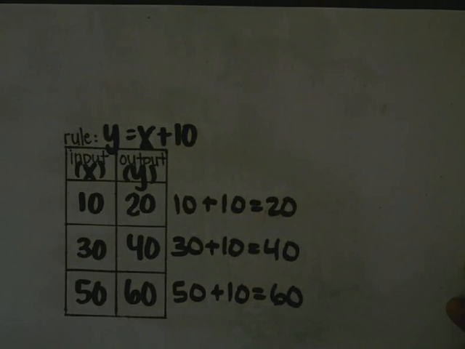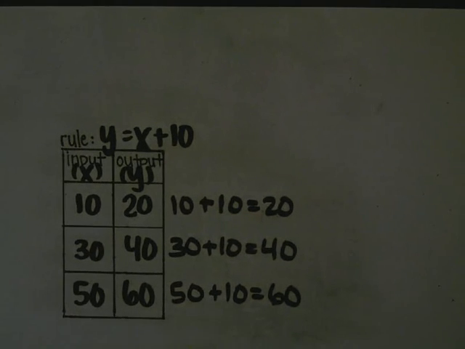Make sure that you double check your rule with each input value to make sure that the corresponding output value is what you come up with. Because some rules can apply for the first input number and give you the first output number, but won't work for the second one. So it's really important to double check with all of your values.